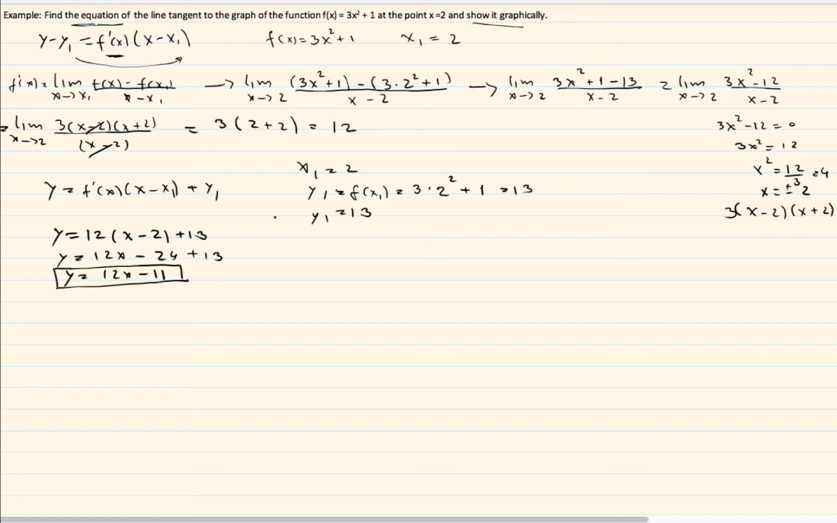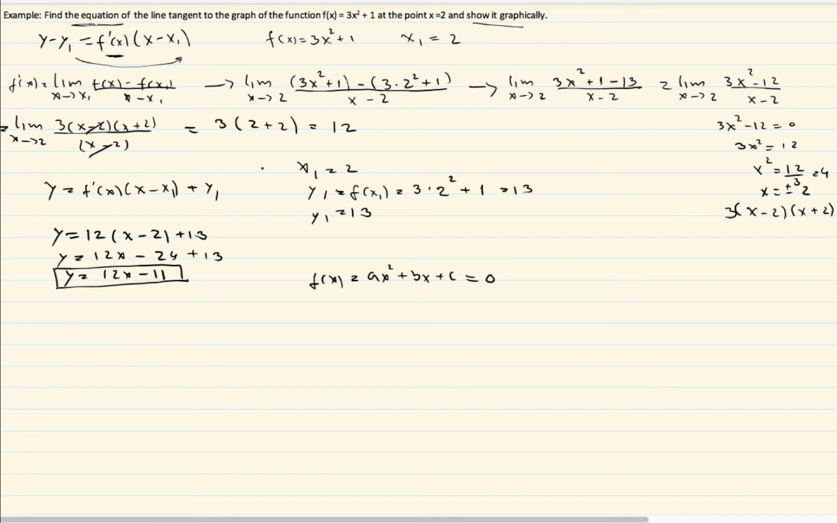Because this is a quadratic equation, we have f of x equals ax squared plus bx plus c. This is the general formula of a quadratic equation. When we have a quadratic equation, we need to find the coordinates of the vertex, and then we have to know whether the function is convex or concave.